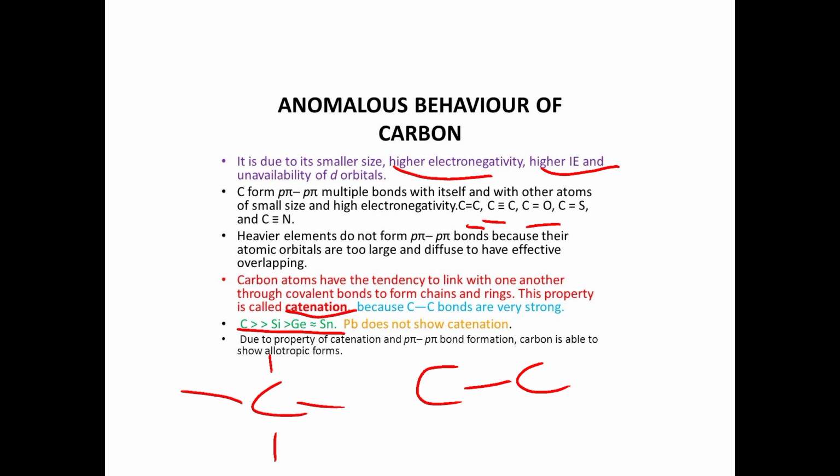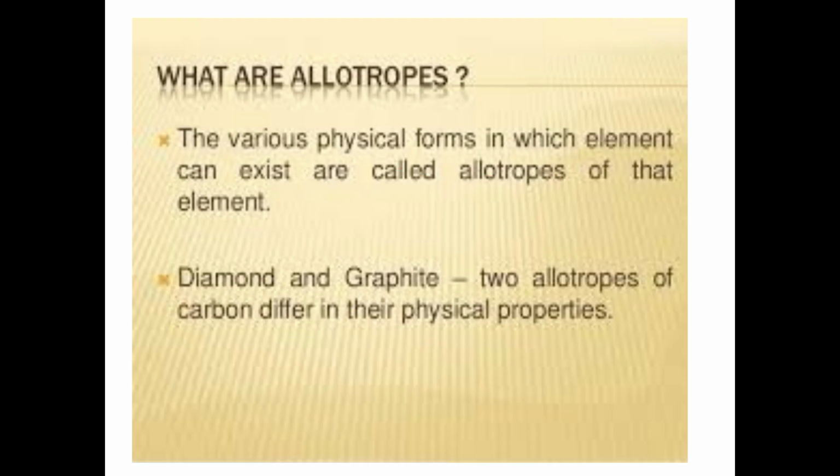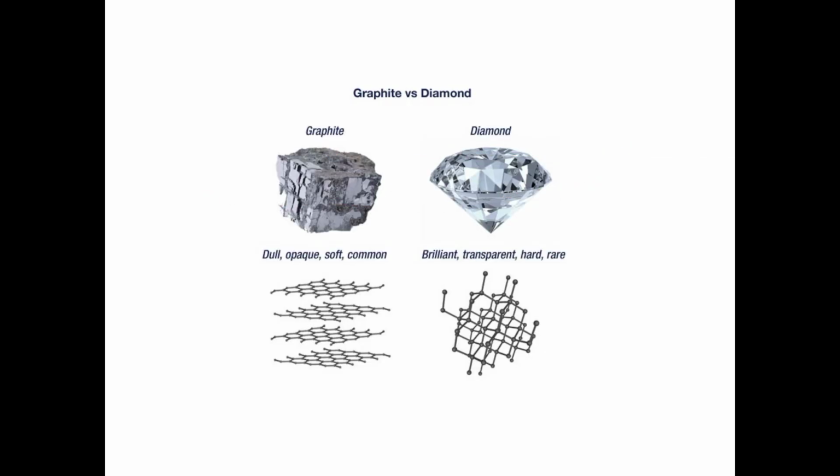Due to the properties of catenation and p-pi bond formation, carbon is able to show allotropic forms. We'll see what allotropes are. Allotropes are the various physical forms in which an element exists. If you check an element, it can exist in different forms in nature. For example, diamond, graphite, etc. These are the allotropes of carbon.